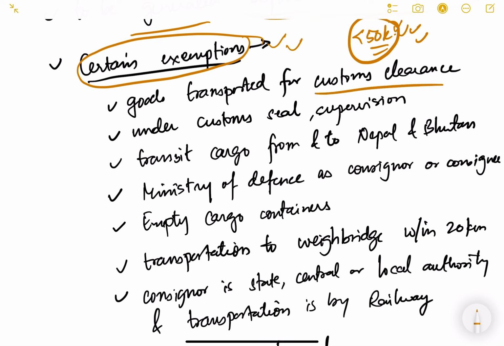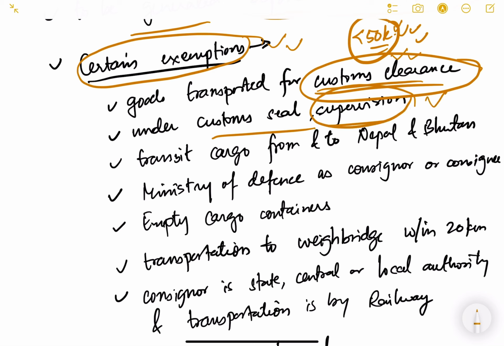Goods transported for customs clearance. If there is customs clearance at any port or airport, and goods are getting transported to get cleared from customs, then an EWay bill is not required, because sometimes the customs clearance office is 20 or 50 kilometers away from the port. That movement does not require an EWay bill. Then goods which are under customs seals or supervision again don't need EWay bill generation.